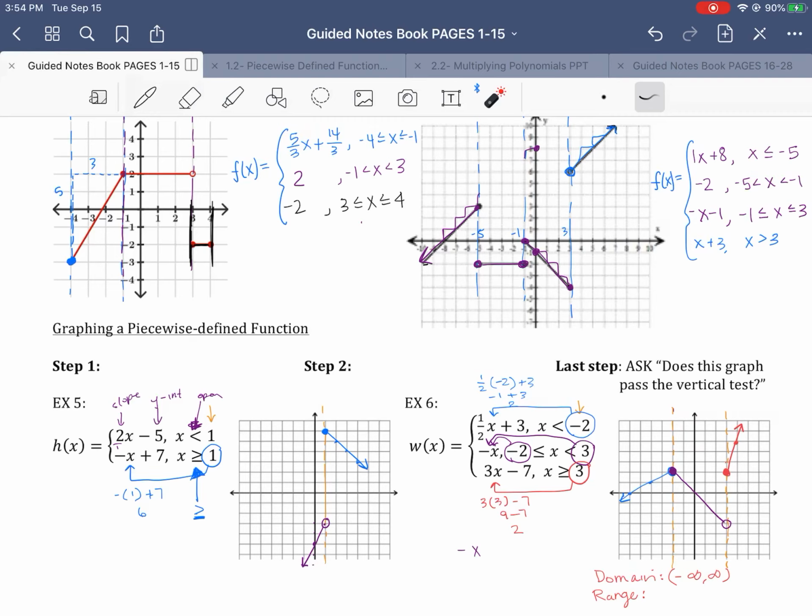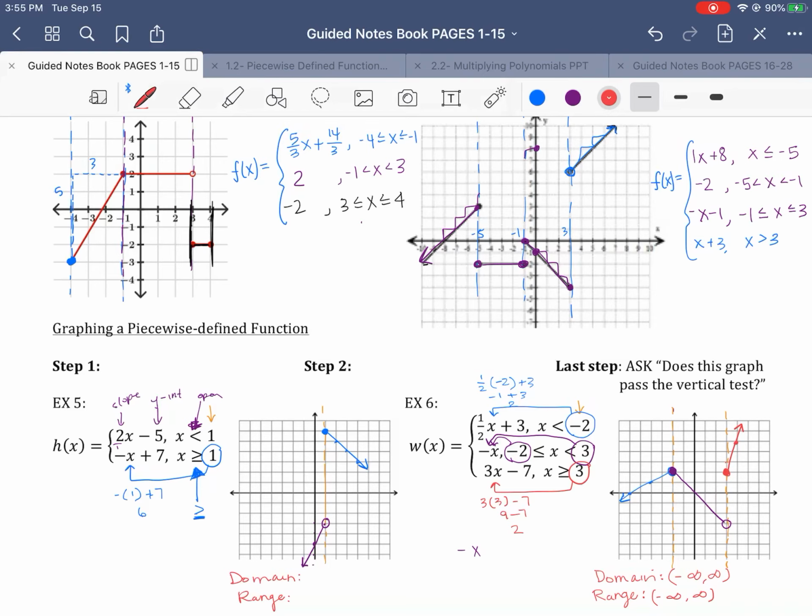And then where we can actually see the graph, it doesn't look like there's any holes. It doesn't stop anywhere. So this range is actually also -infinity to infinity. So that's one that would look like that. If we go back to example 5, let's do the same thing with domain and range here.